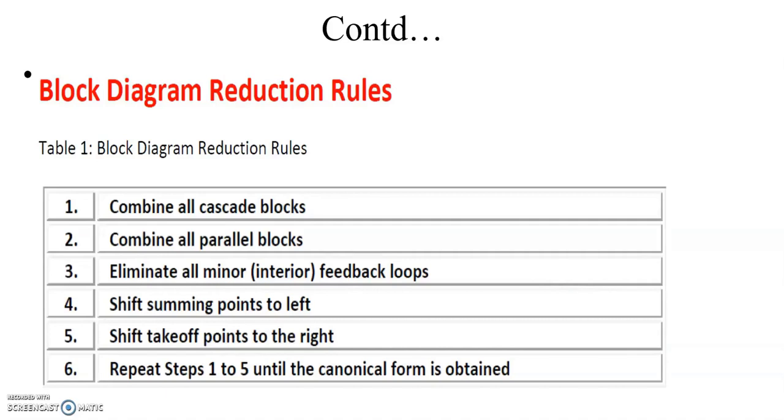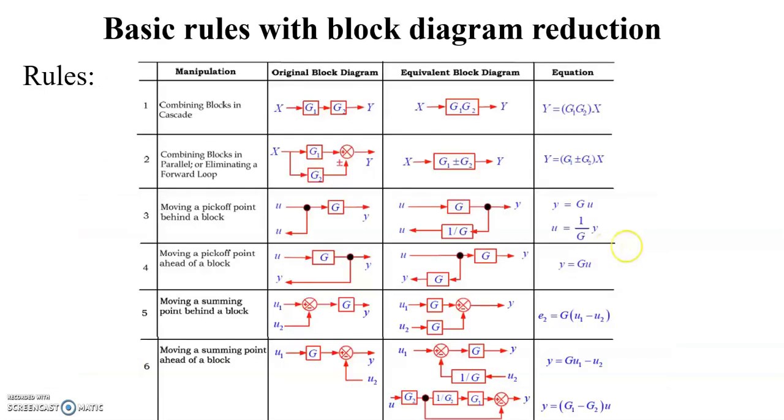Next one is the block diagram reduction rules. This table represents the steps to be followed: combine all the cascade blocks first and then combine all the parallel blocks, eliminate all minor feedback loops, shift summing points to the left, and shift takeoff points to the right. Repeat steps 1 to 5 until the canonical form is obtained. So all the 6 rules are summarized in this table.